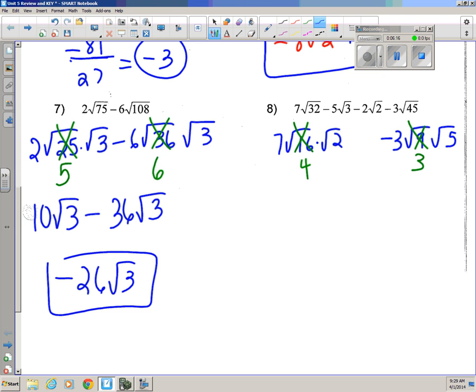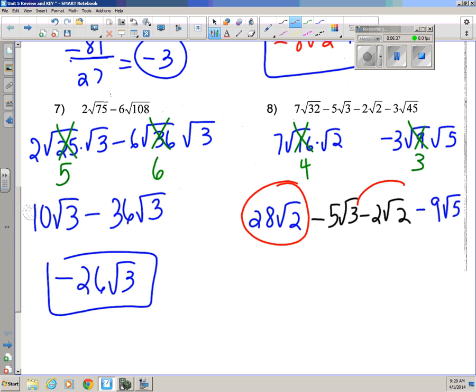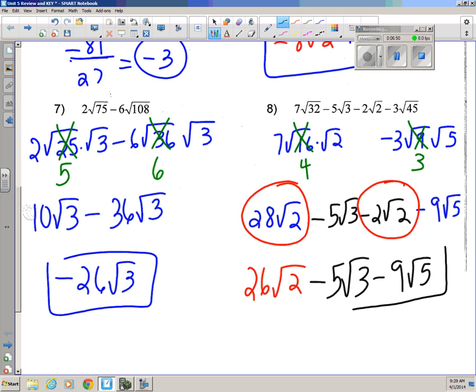So my first thing becomes 28 radical 2, minus 5 rad 3, minus 2 rad 2. Those I couldn't touch. Minus 9 rad 5. Well, like radicals, you'd think there'd be more, but there's not. There's just rad 2 and rad 2. 28 minus 2 is 26 rad 2. Can't do anything with minus 5 rad 3. Can't do anything with minus 9 rad 5. That's your final answer.